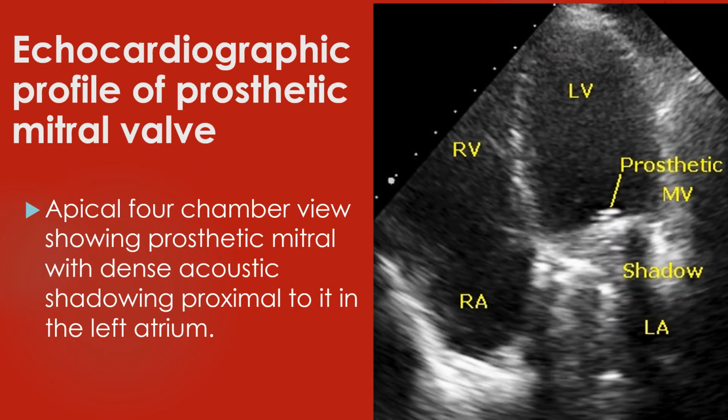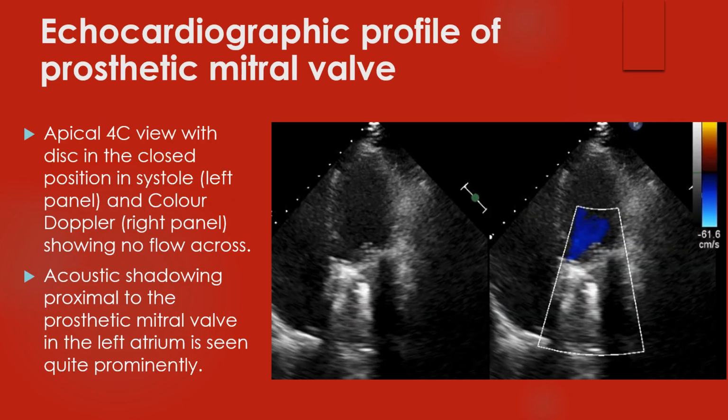Apical four-chamber view shows the prosthetic mitral valve with dense acoustic shadowing proximal to it in the left atrium. This apical four-chamber view with prosthetic mitral disc in the closed position in systole is seen in the left panel, and color Doppler image in the right panel shows no flow across the mitral valve.